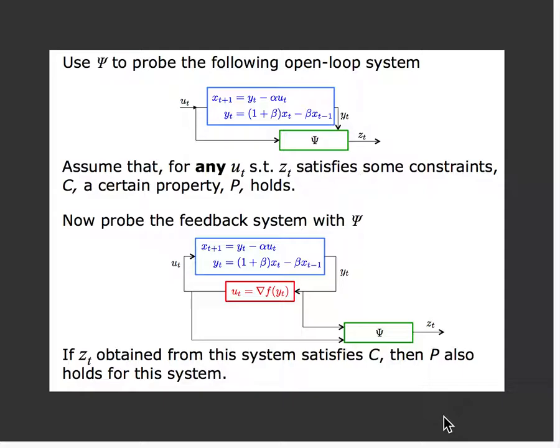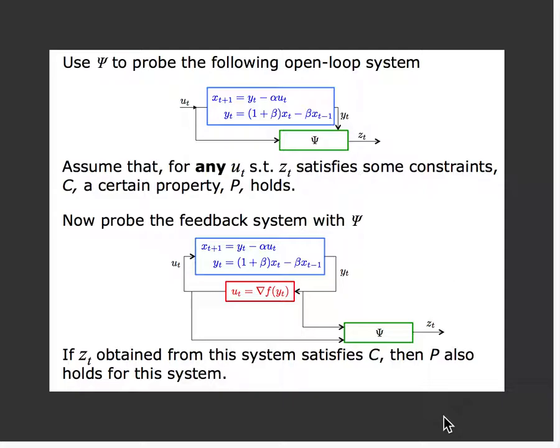So if I can establish something like this, if I can find a probing function such that if z satisfies some constraints, then my useful property holds, then for the system with a nonlinear feedback, all I need to do is to check that this constraint c also holds, and I will get property p out of it. Okay, so that's how we analyze the closed loop system using an open loop system.